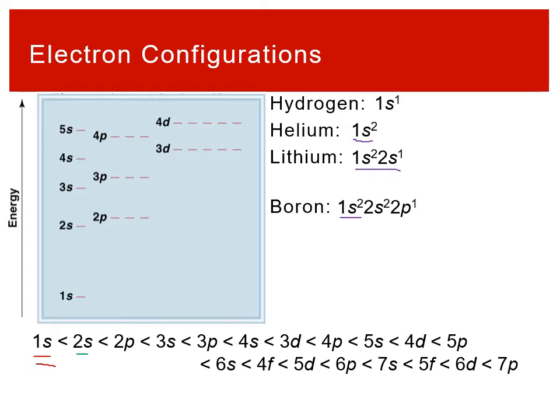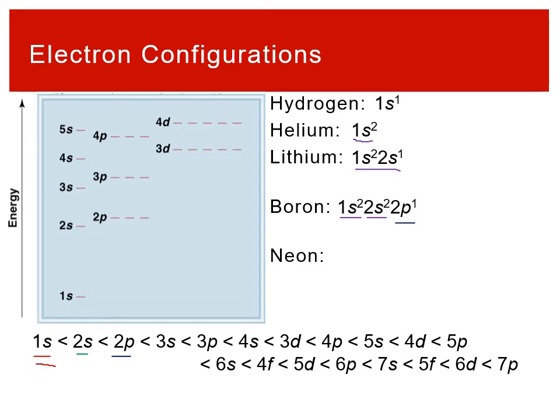So boron has 5 total electrons. The next 2 go into 2s. Then we finally go to the next highest energy, 2p. The single electron does go into that 2p state. So boron is 1s2, 2s2, 2p1.